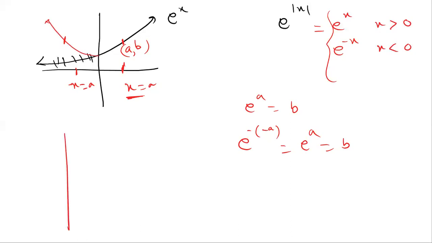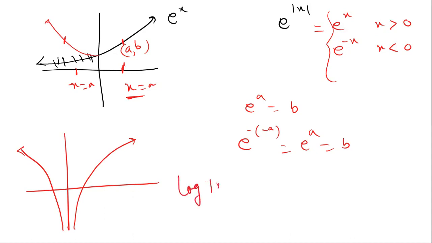Same for log x also. If you're taking log x, there is no left part. This is the log x graph. There is no left part, so just take the mirror image of the right part. That's all. This is the complete graph of log of mod x, basic. Okay, I think this is clear.